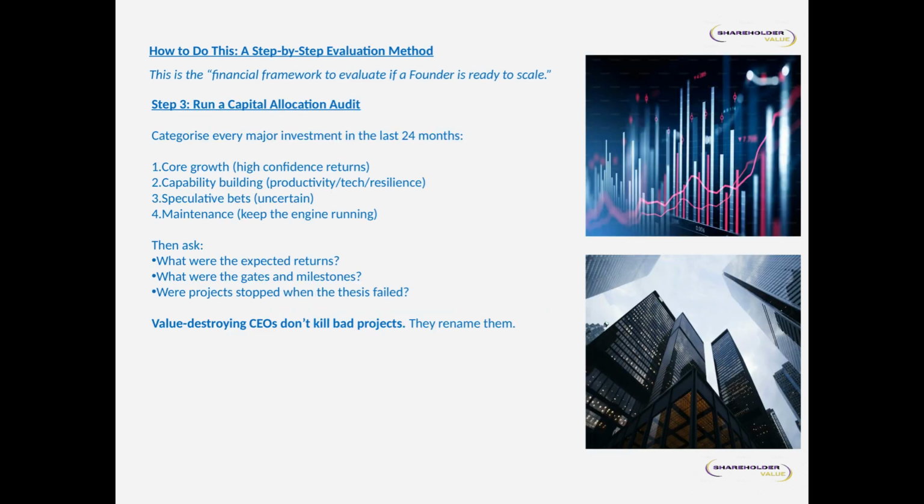Start by looking at every major investment made in the past 2 years and dividing them into 4 groups: core growth projects with high confidence returns, capability building efforts that improve things like technology or productivity, speculative bets that have uncertain outcomes, and maintenance activities that simply keep things running. For each investment, ask what the expected return was, what checkpoints or milestones were set, and critically, whether the projects were stopped when the assumptions proved wrong. It's important to recognize that CEOs who destroy value often fail to kill off bad projects. Instead, they may disguise them under new names. This audit helps to reveal whether capital is being allocated wisely and effectively toward real value creation.